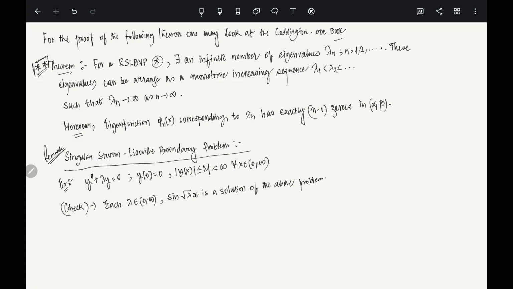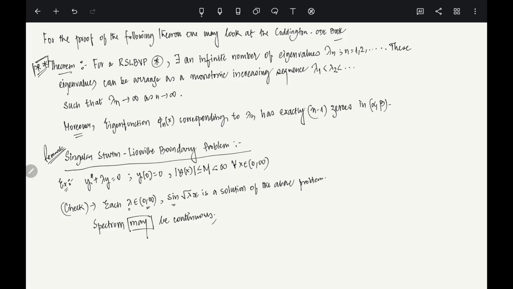How do I know it? Because you can show that for each lambda between 0 and infinity, which is an interval, you can take any lambda you want and get the function sine of root lambda x as a solution. That is an eigenfunction. So eigenvalues are any value between 0 and infinity, and the corresponding eigenfunctions are given by sine of root lambda x. So for a singular problem the spectrum may be continuous, it is not guaranteed. But in a regular Sturm-Liouville boundary value problem, it cannot be continuous. It has to be discrete.